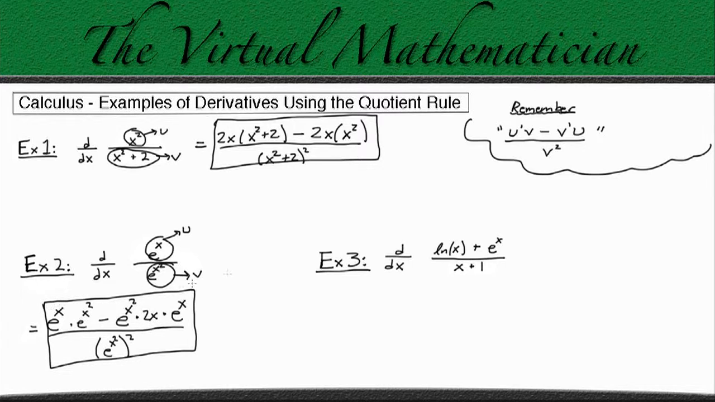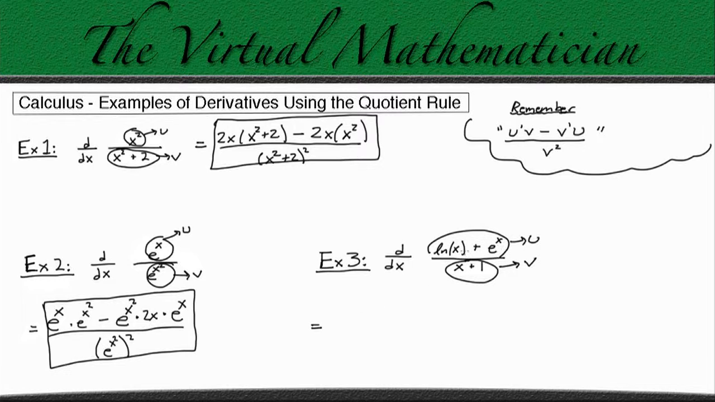Alright, now example number 3 says take the derivative of the natural log of x plus e to the x all divided by x plus 1. So we're going to let this numerator equal u and the denominator equal v. So then the quotient rule says take the derivative of u.